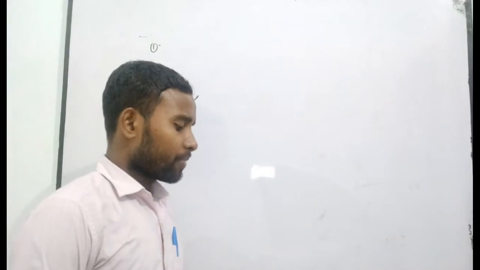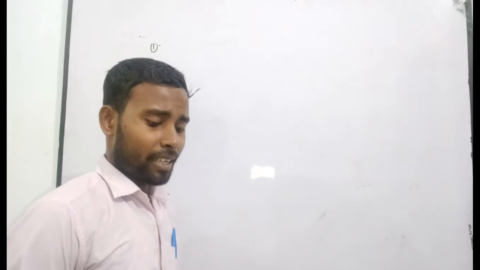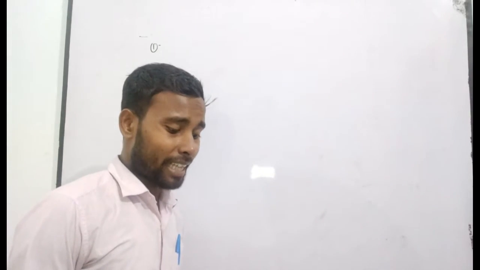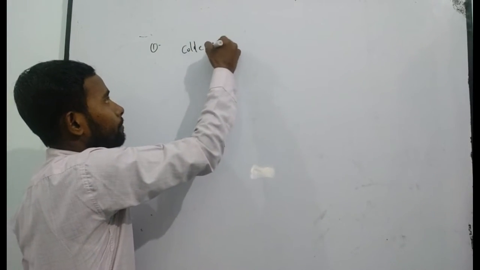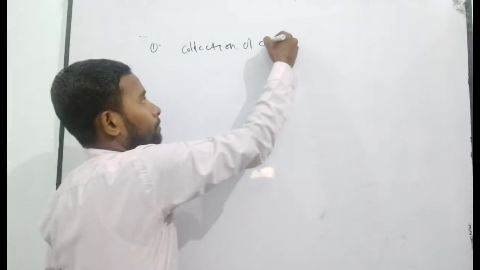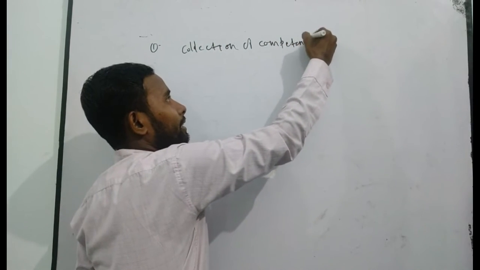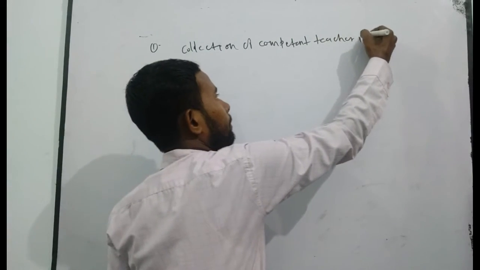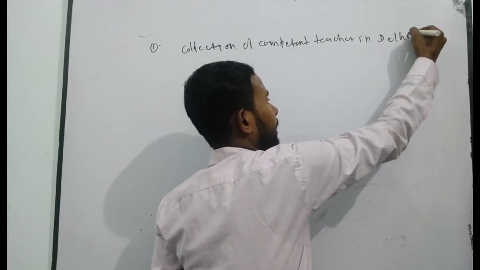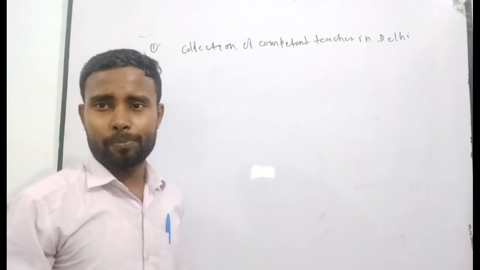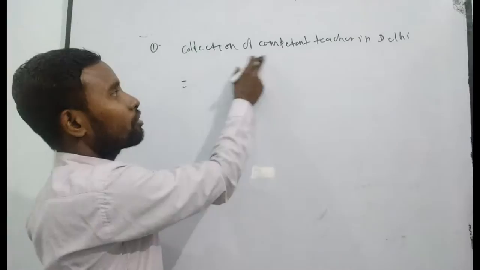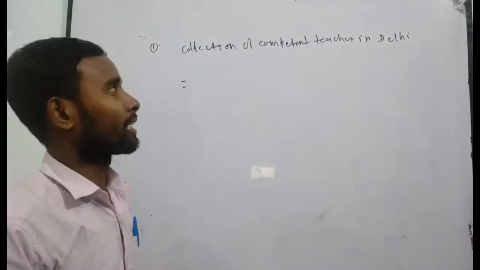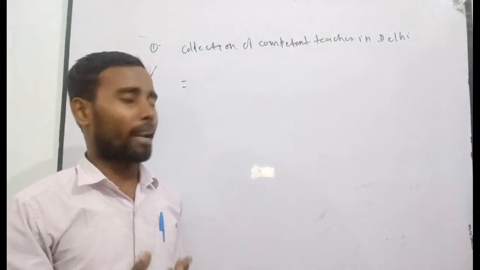First example: state whether the statement "collection of competent teachers in Delhi" is a set. That means, does the collection of competent teachers in Delhi form a set or not? According to the given statement, competent means able to teach, or according to quality, simply.